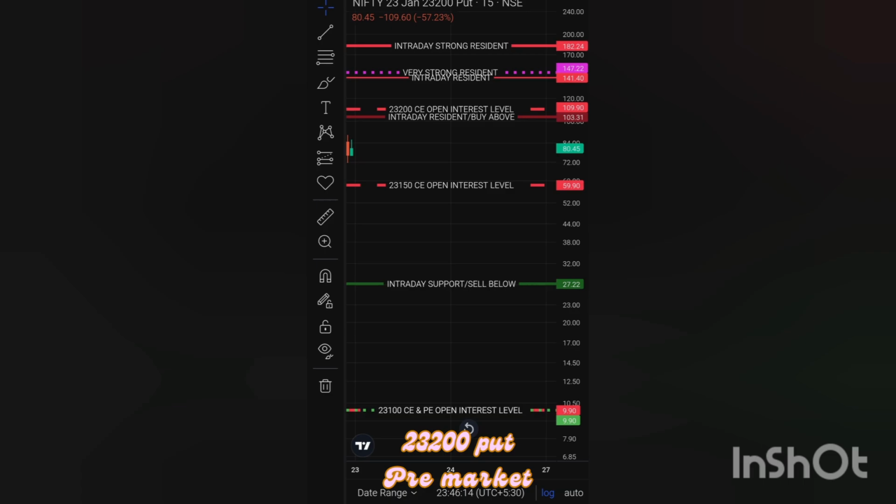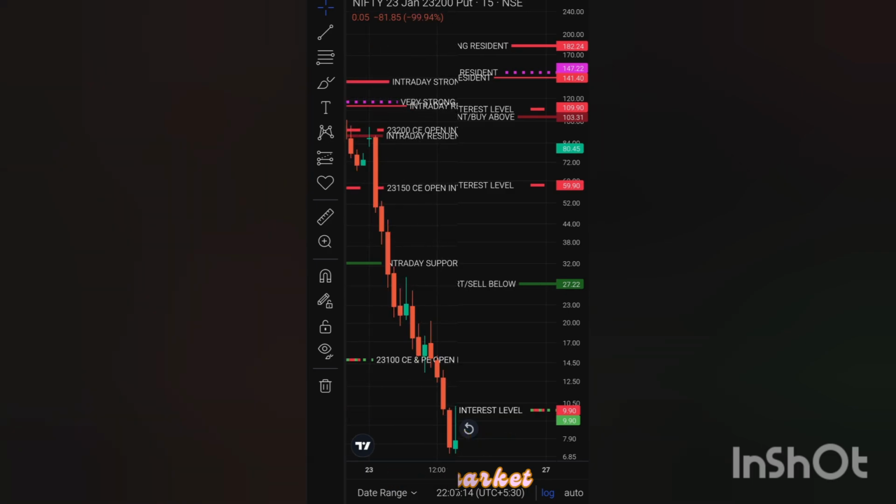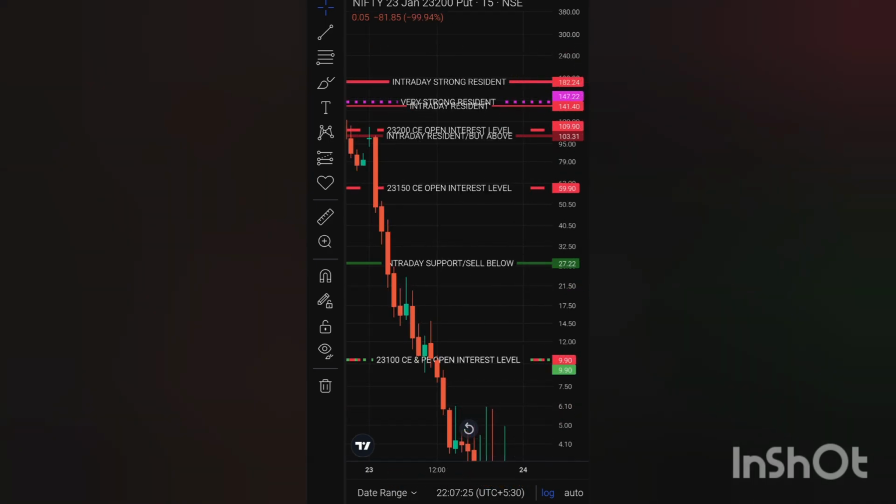It dropped a whopping 99.94%, closing at just 0.05. Let's analyze the levels here. Similar to the call, the intraday strong resistance was at 182.24, and the very strong resistance was at 147.22. The support level of 27.22 was crucial here as well. Once the price broke below this, it indicated strong bearish momentum.